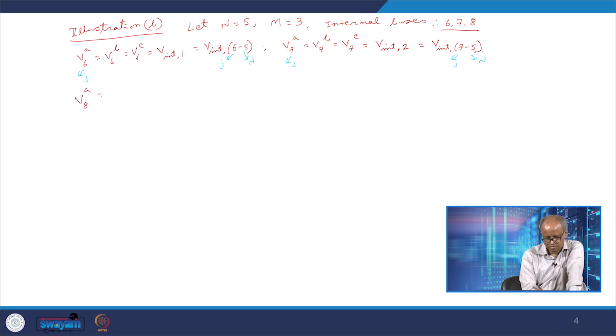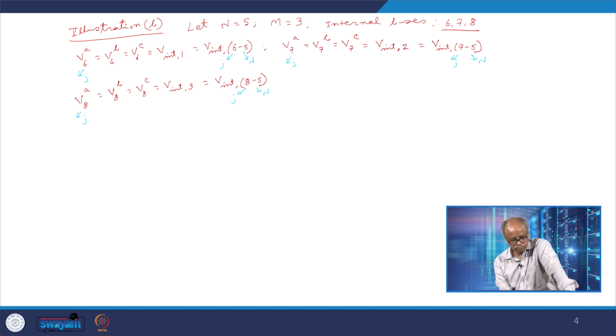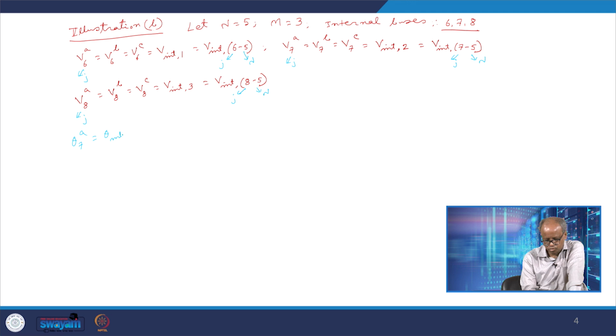Similarly, V8A is equal to V8B is equal to V8C is equal to V internal 3. That is V internal 8 minus 5. So this is my J, and this is n, right. And similarly theta 7A is equal to theta internal 2, that is nothing but theta internal 7 minus 5.